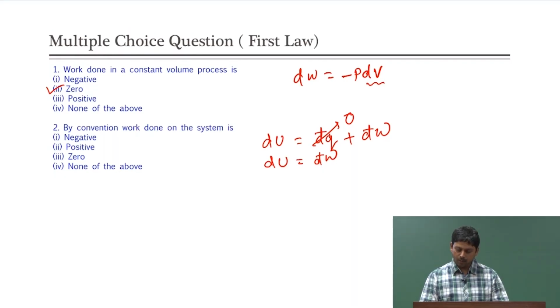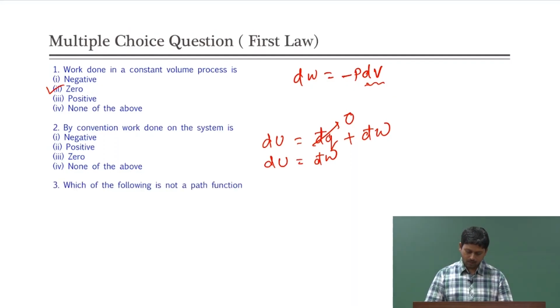You can see from the above expression also that if work is done on the system, then typically dV is a negative quantity, because volume decreases. In that case, minus P dV is a positive quantity. So, this way also you can see that work done on the system is positive. So, positive is the right answer.